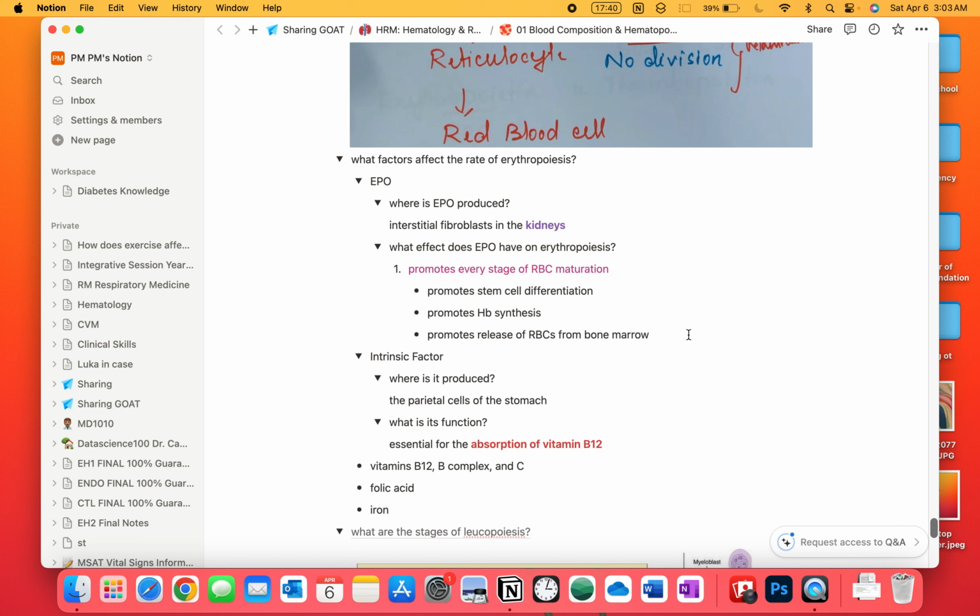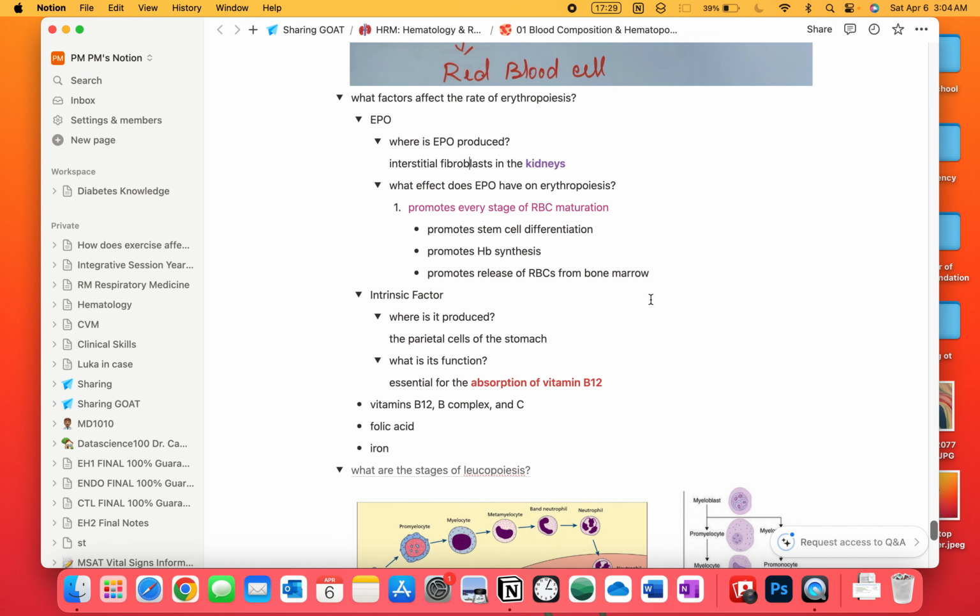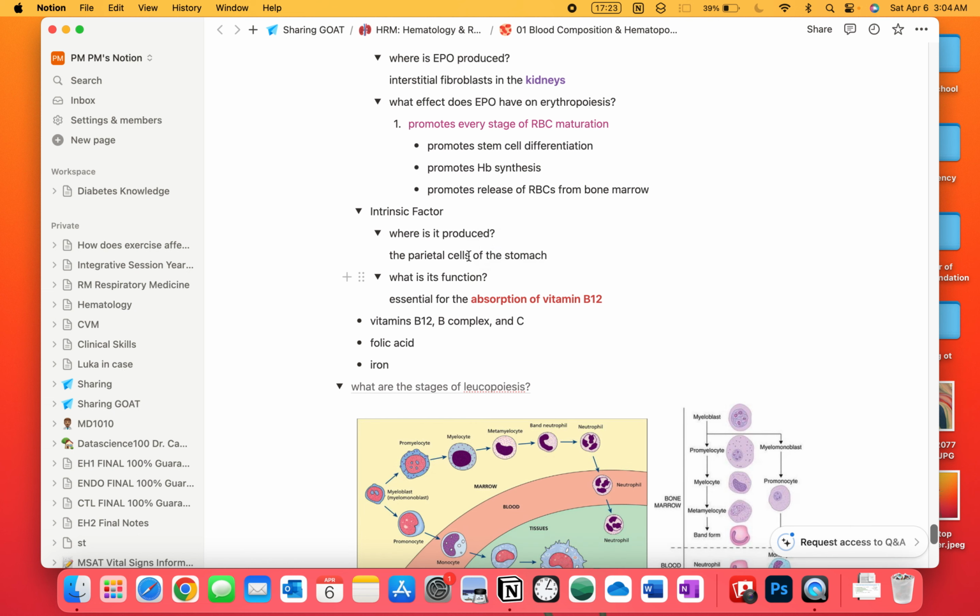EPO. EPO comes up a lot. Where is erythropoietin produced? Interstitial fibroblasts in the kidneys. Very important. What effect does EPO have on erythropoiesis? Promotes every stage of red blood cell maturation, promotes hemoglobin synthesis, stem cell differentiation, release of red blood cells from bone marrow. Intrinsic factor. This is produced in the parietal cells of the stomach. It is essential for the absorption of vitamin B12.